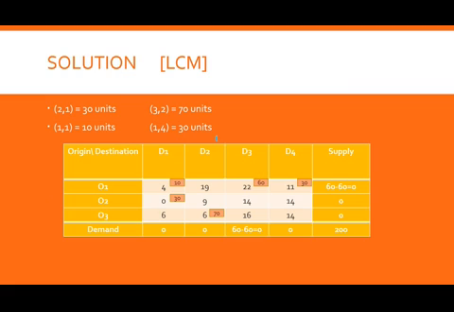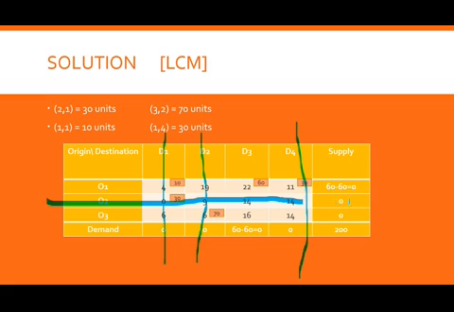1, 4, 30 units. So the first column is gone, second column is gone, fourth column is also gone, second row is gone, third row is also gone. What is left out? Only one cell, 22. When a single cell is left, what have I told? The supply and demand should match. Is it matching? Supply is 60, demand is also 60. So satisfy 60 across 1, 3.